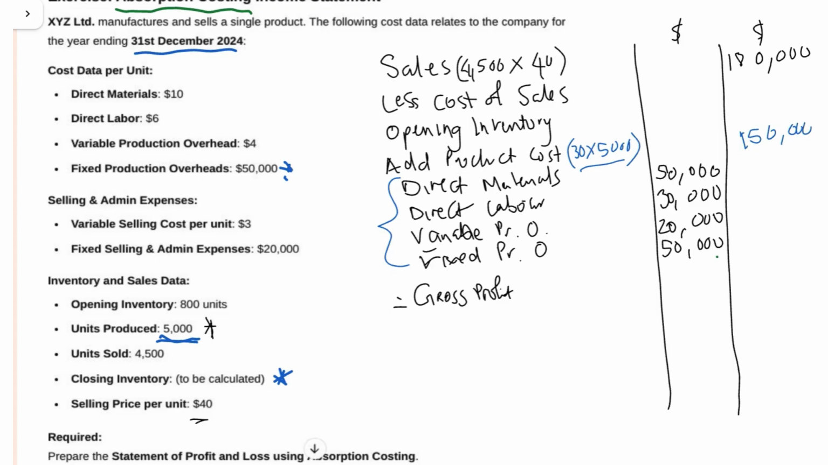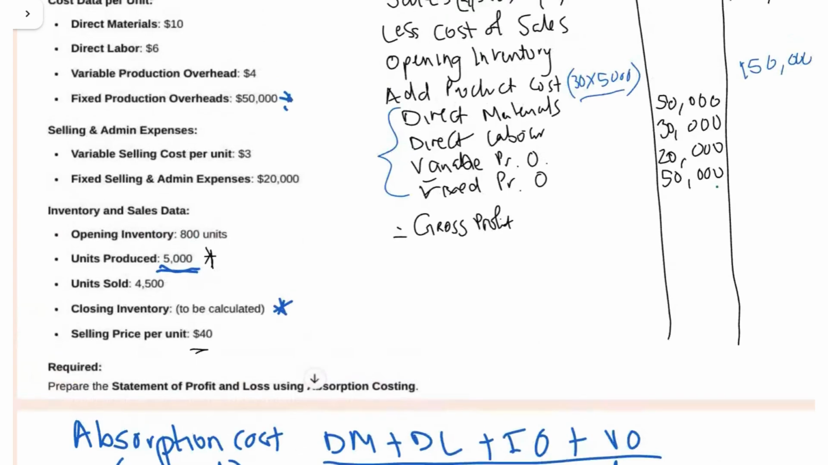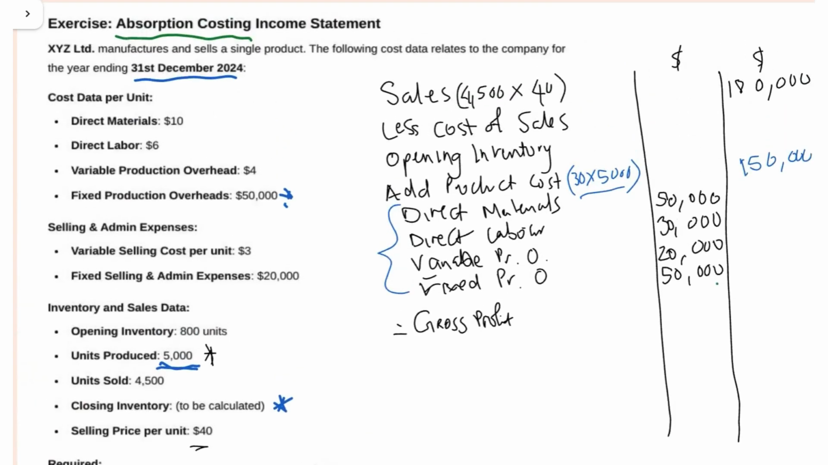Okay, that's what I get, $150,000. And then if I just take my absorption cost per unit multiplied by how many units I produce, so 30 times 5,000, I also get 150,000. So I'm just showing you the different ways on how to do it, but this is the easiest way. It's just to get your absorption cost per unit, and then you just multiply it by how many units you have produced. But you can also do it this way.